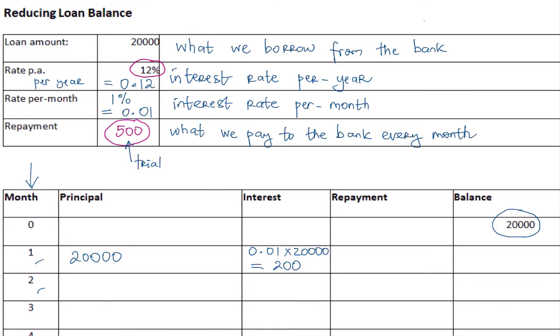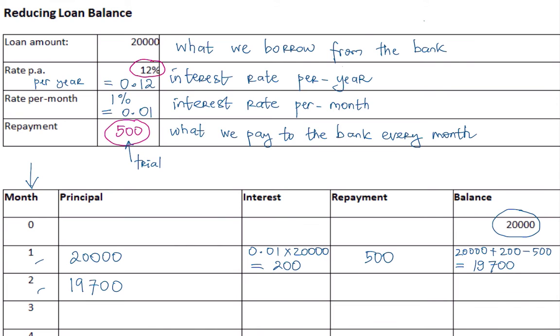And then you are paying the bank 500 for that first month. So what is the balance at the end of the first month? So you owe the bank 20,000 plus the interest, which is 200, and then you have repaid that month 500 euros. If you put that in your calculator, you will get 19,700. So a little bit less than the beginning, 20,000. And this 19,700 is what we have in the second month. So that's what you owe now in the second month, 19,700.